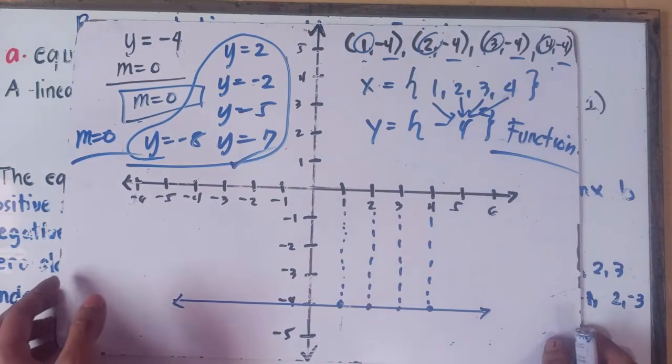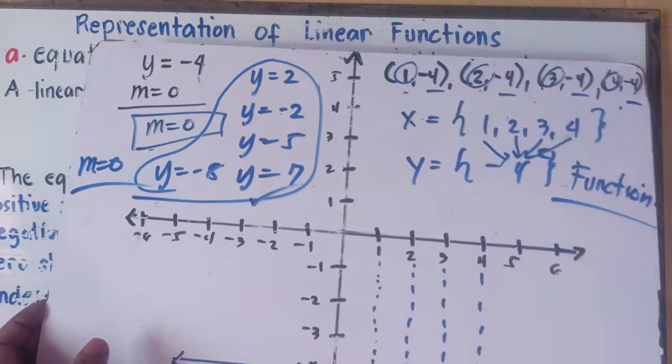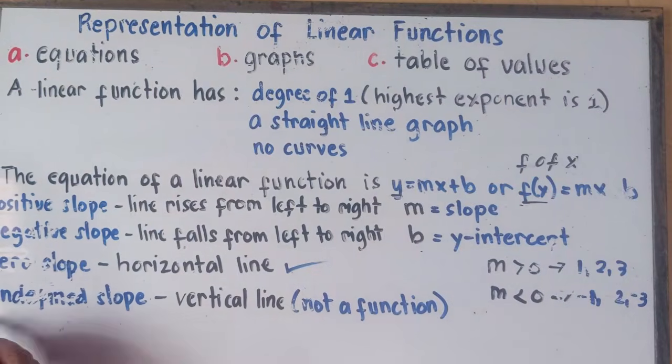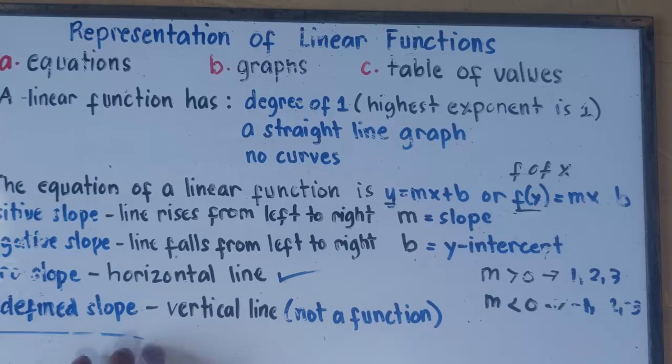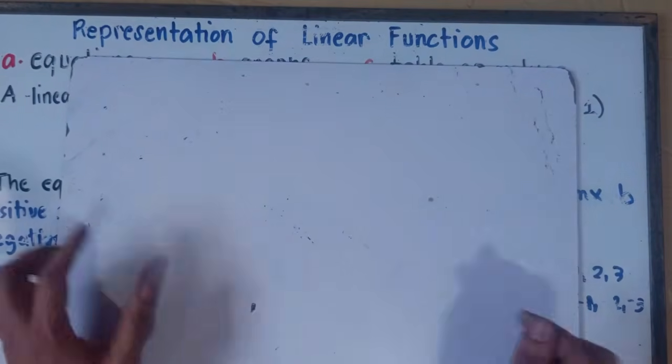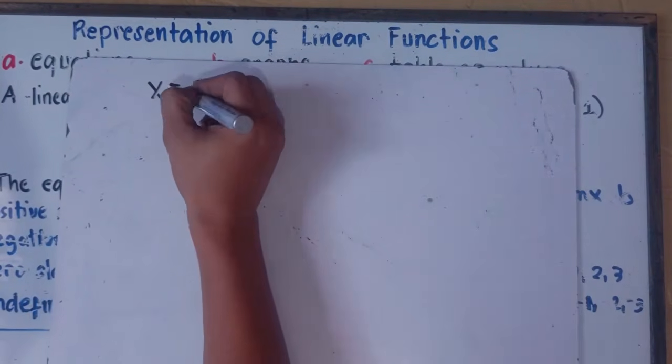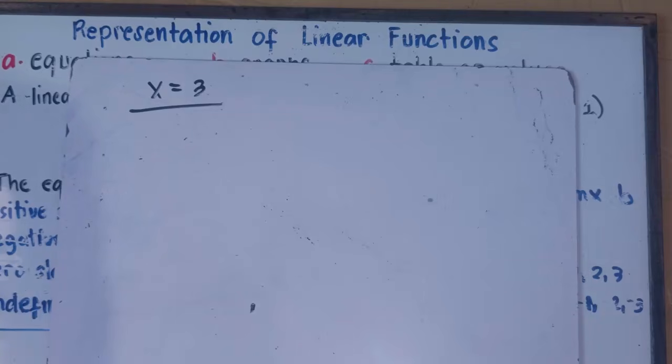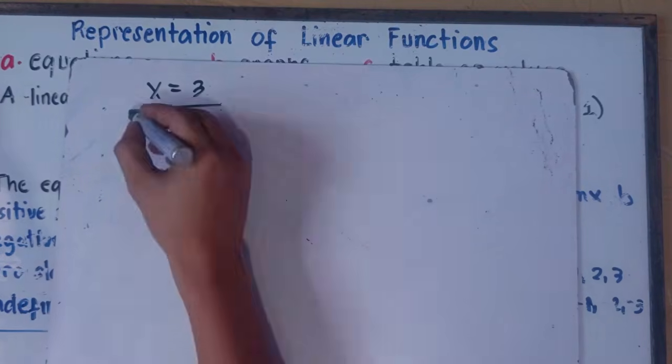Alright, another example, class. Let's have undefined slope, vertical line. Let's have another example with regards to undefined slope. If I say x equals positive 3, now question, class, is this a linear function or not a linear function? That's correct. This will not be a linear function. Why is that, sir? Let me just graph this one, class.